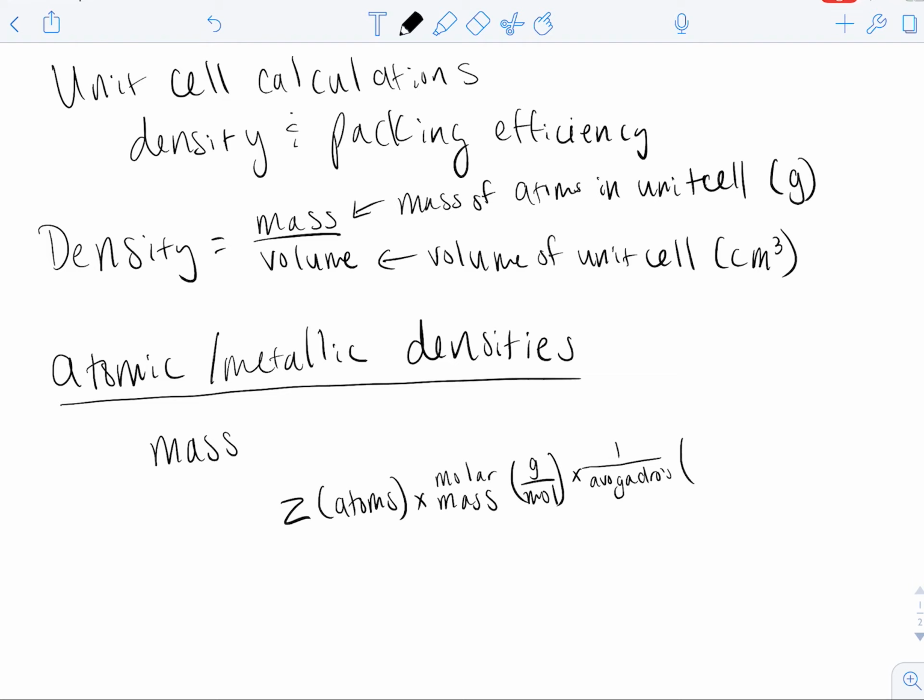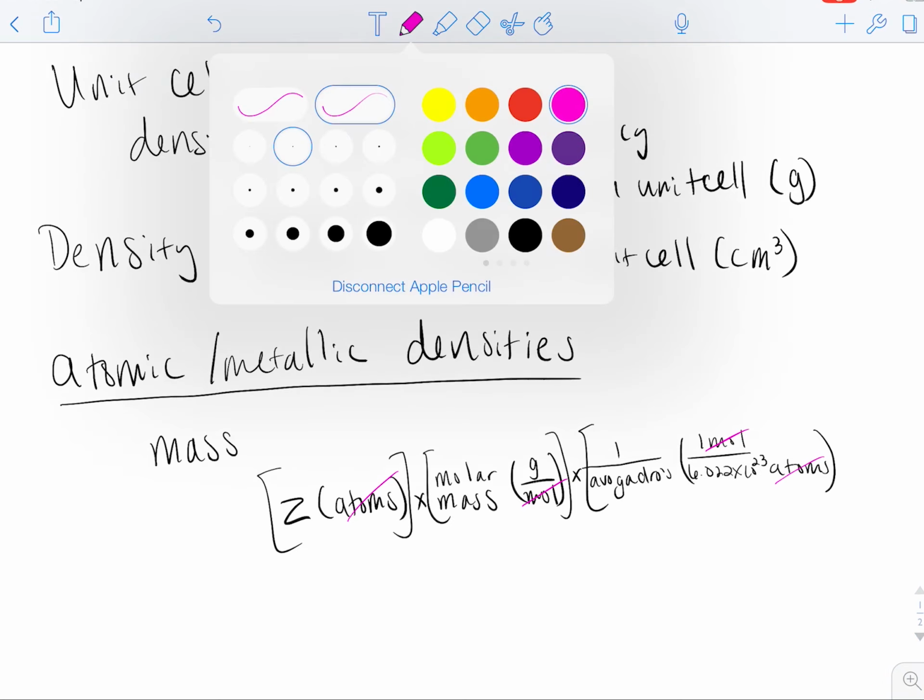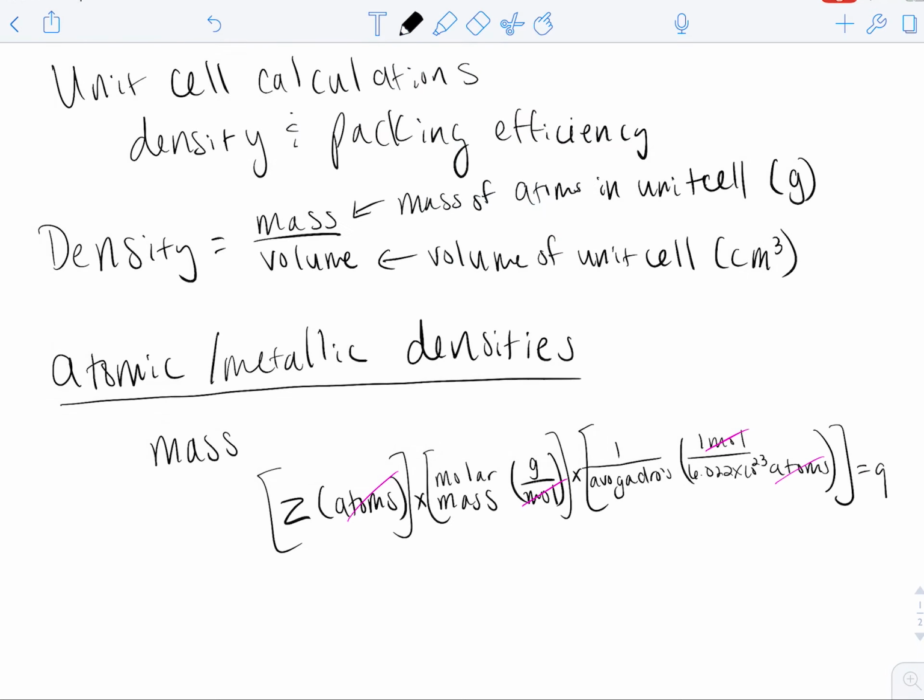which will give us, let's make this a little more clear. It'll be 1 mole divided by 6.022 times 10 to the 23rd atoms. And when we multiply all this out, we'll cancel out our atoms. We'll cancel out our moles, and we'll be left with grams. But we'll be left with the amount of grams we have for just the number of atoms we have.